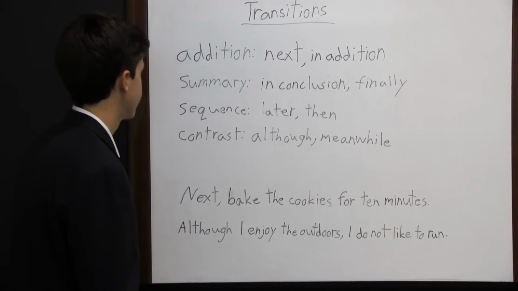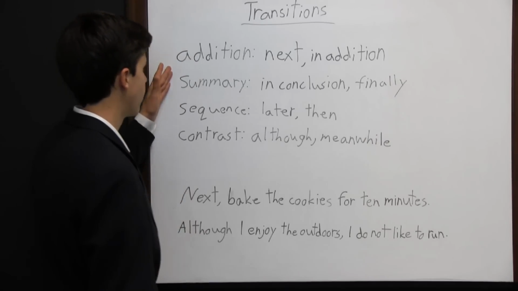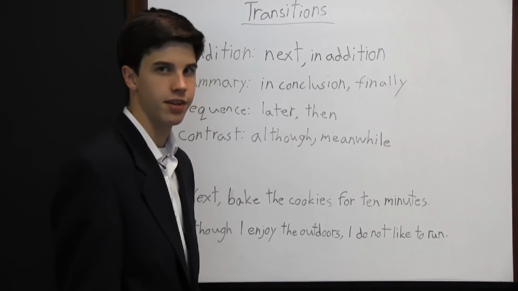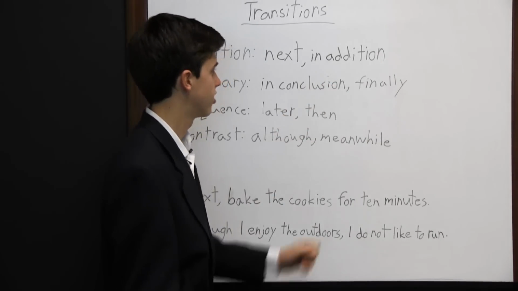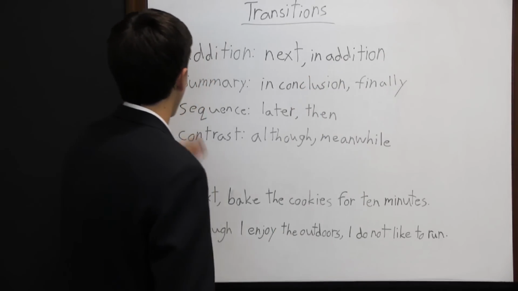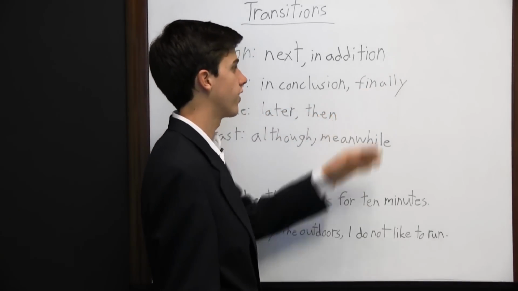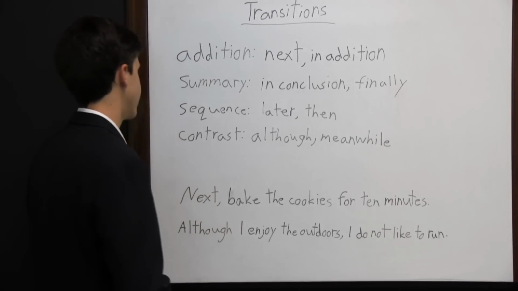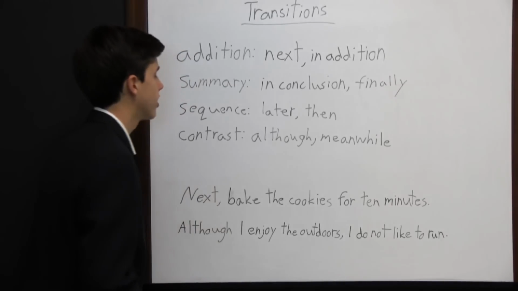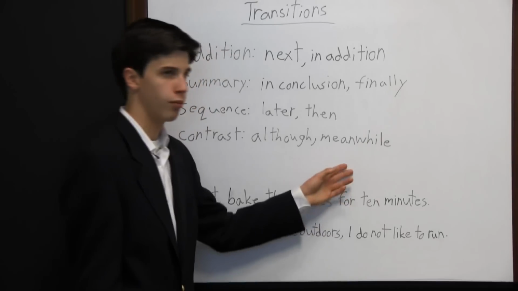So first of all, transitions can be broken up into different kinds of transitions. So some transitions show addition, like the transitions next and in addition. Remember I said that we can also have transition phrases, and so this is a prepositional phrase acting as a transition. Another type of transition is a summary, like in conclusion or finally. And there's some transitions that show sequence, like later or then. And then finally, some transitions show contrast, like although or meanwhile.